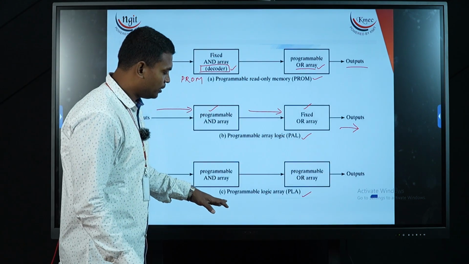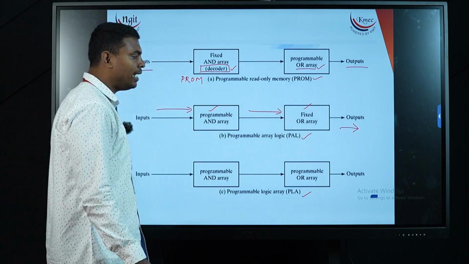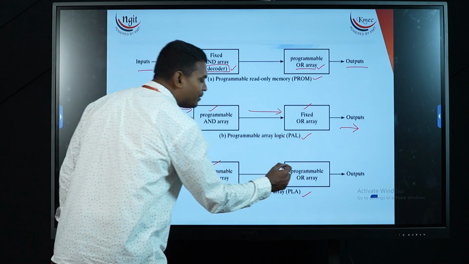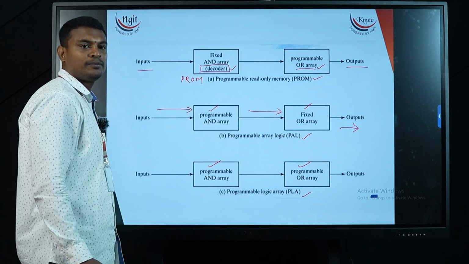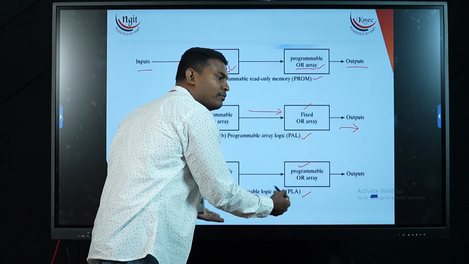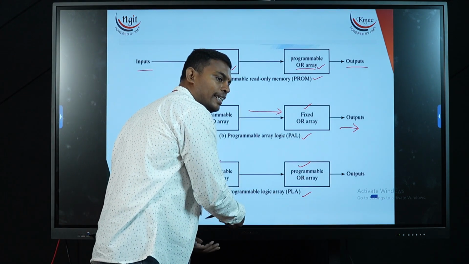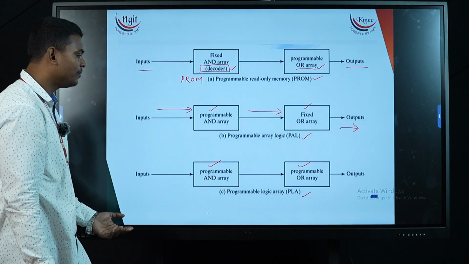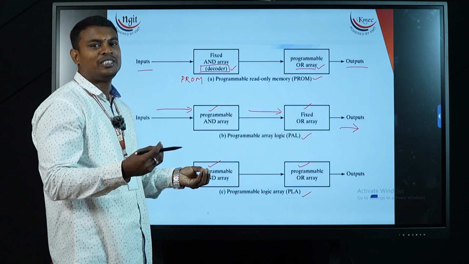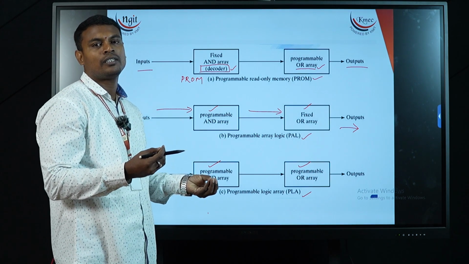The next device is the programmable logic array, PLA. Here the AND gates as well as the OR gates are programmable. It means my design will be implemented on both the AND gate as well as the OR gate. Now, how to remember which are programmable and which are fixed? There is a small logic for it.